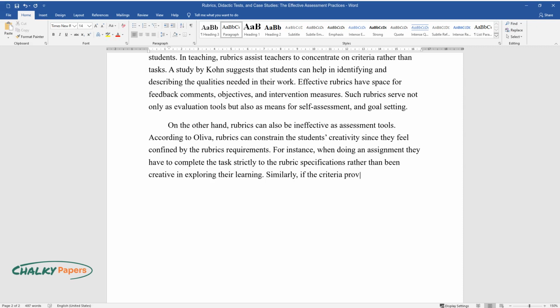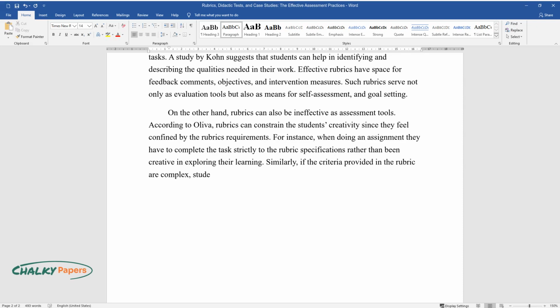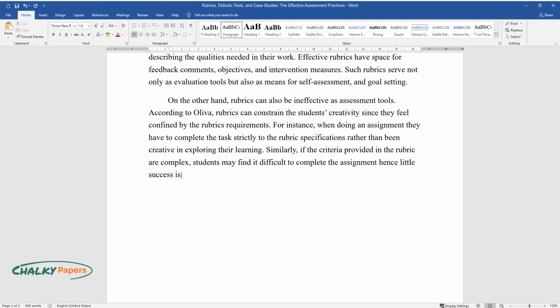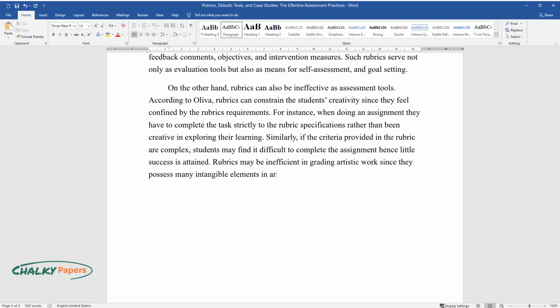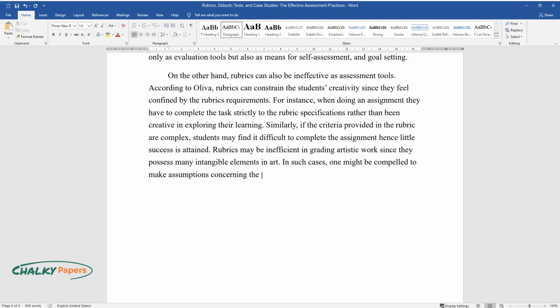Similarly, if the criteria provided in the rubric are complex, students may find it difficult to complete the assignment, hence little success is attained. Rubrics may be inefficient in grading artistic work since they possess many intangible elements in art. In such cases, one might be compelled to make assumptions concerning the student's work.